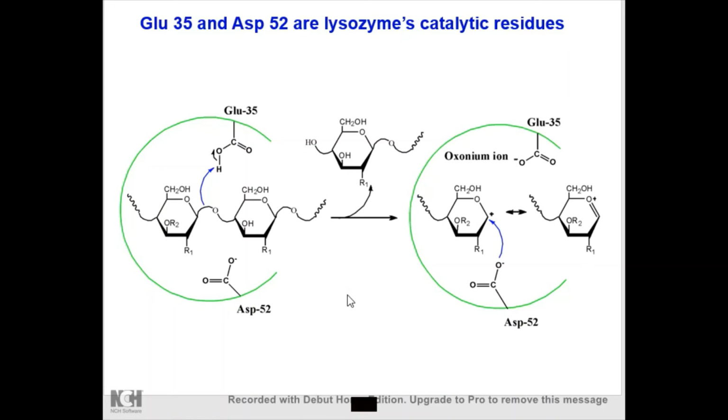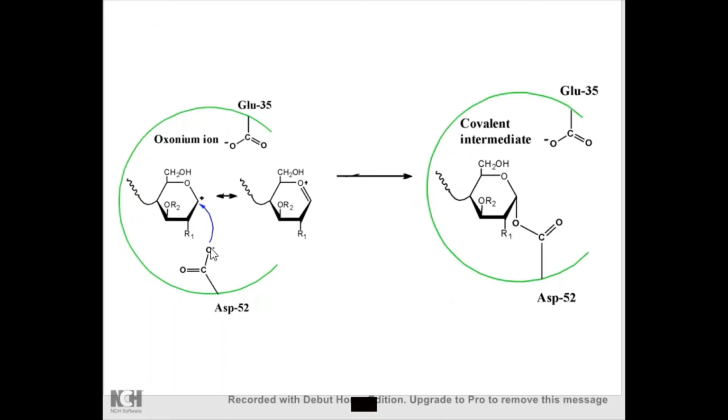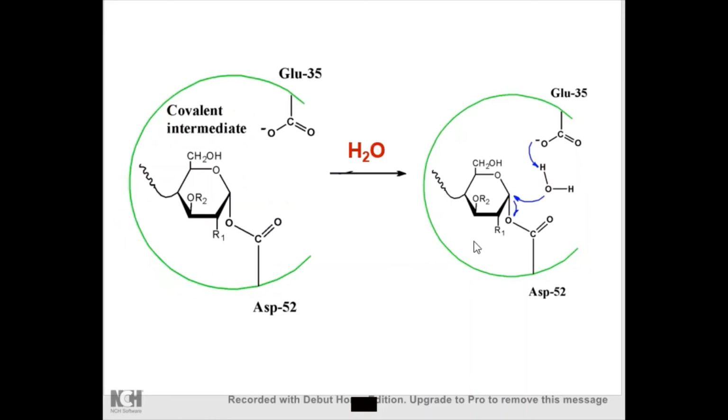The other strategy that we can identify here is general acid catalysis accomplished by the glutamic acid residue. And next we have covalent catalysis by aspartic acid, formation of a stable covalent intermediate. And the other type of catalysis is general base catalysis accomplished by the deprotonated glutamic acid residue, which pulls a proton away from water.